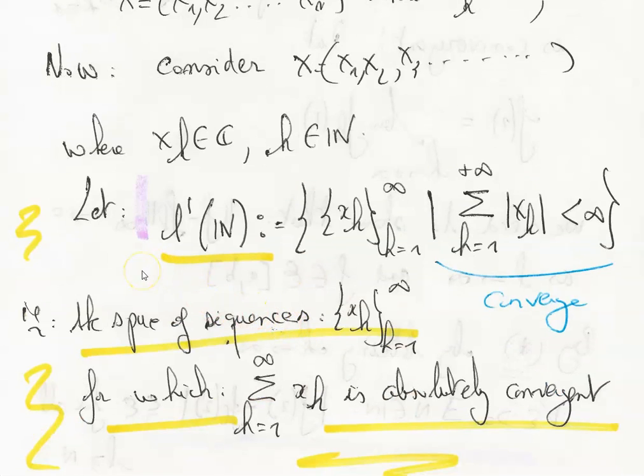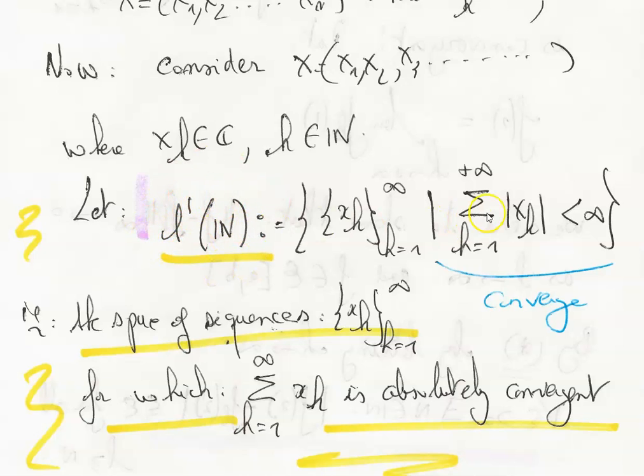Let's so define l1 of N: all the sequences that vary from 1 to infinity such that the sum for k from 1 to infinity of the modulus of x_k is convergent, that is, less than infinity. It's a notation. So this is the definition of l1 of N.